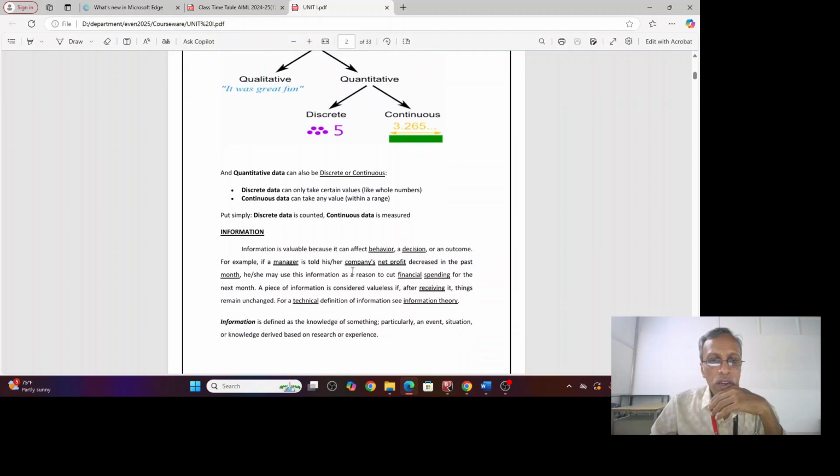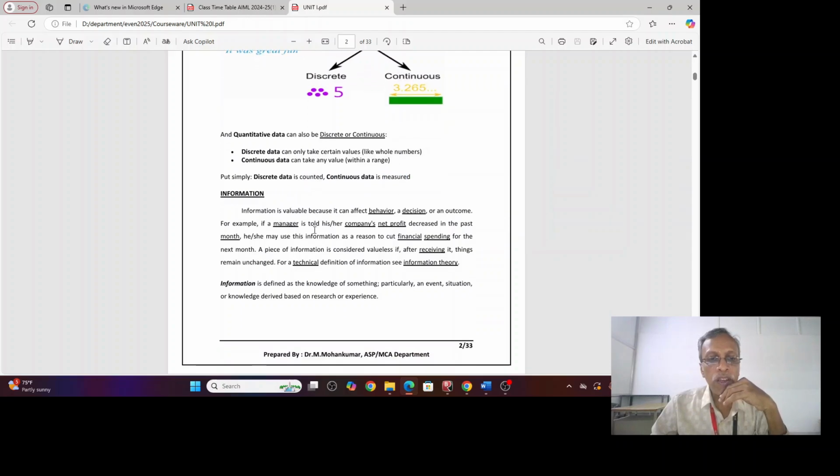That is discrete and continuous. Quantitative data can also be discrete or continuous. That is already discussed. Discrete data can only take certain values like whole numbers. Continuous data can take any value within a range. Simply, discrete data is counted, continuous data is measured. Please keep it in mind. Discrete data is counted and continuous data is measured.